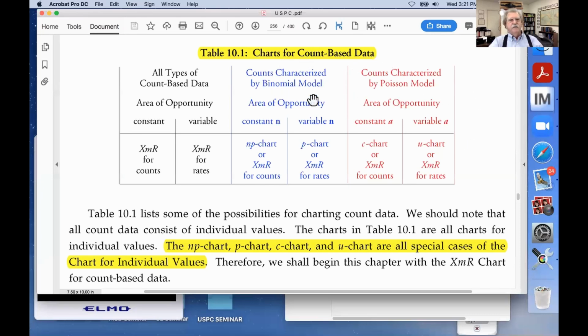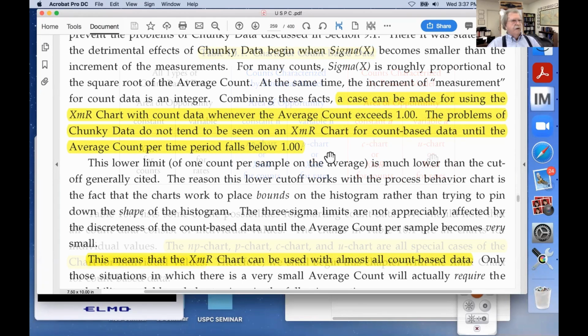These are counts of items. If your count of events is characterized by a Poisson model, you can count the number of hurricanes per season, but you cannot count the number of non-hurricanes, for example. And your area of opportunity is roughly constant from time period to time period. C chart for your counts, or XMR chart for your counts. Variable area of opportunity, put the rates on a U chart or put the rates on an XMR chart.